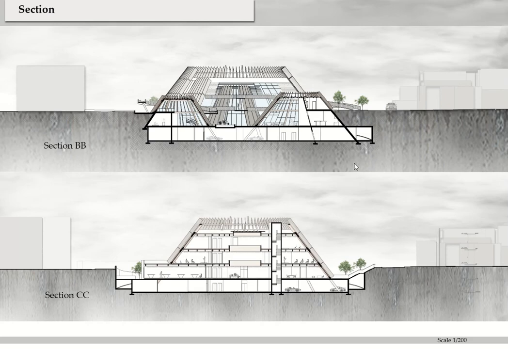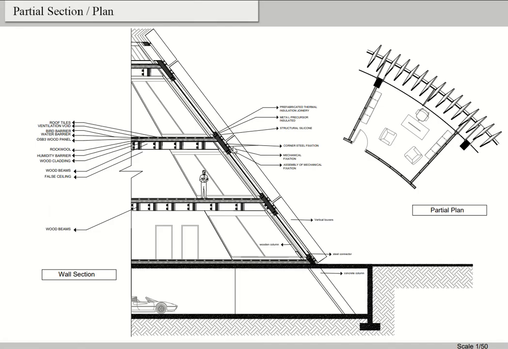Also here a section cutting through the cafeteria and the exhibition spaces, and here also a partial section that elaborates more on the connection between the wooden columns, wooden beams, glass, and louvers.